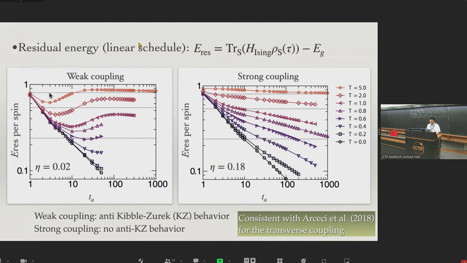This horizontal dashed line shows the thermal value, the thermal average of the energy. So this line goes to this horizontal dashed line, and this one goes to this line, and this eventually goes to this line, I expect. The right figure shows the result for strong coupling. In this case, we didn't observe the anti-Kibble-Zurek behavior observed in the weak coupling situation.